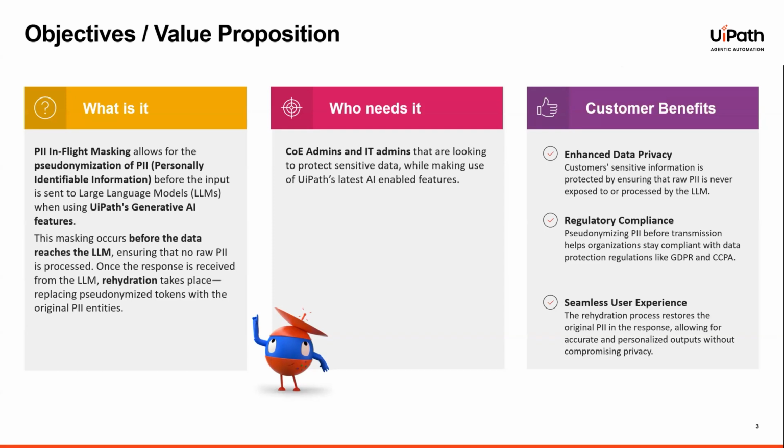How this works is that before your data ever reaches a large language model, all PII, or personally identifiable information, is pseudonymized. I'm sorry for my English there. So basically, this means that AI will never see the raw PII. And when it responds, we seamlessly restore the original data so you get smart, accurate results without compromising privacy.